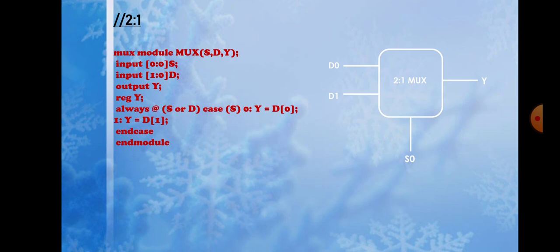So next, the 2:1 multiplexer. Module MUX (S, D, Y), input [0:0] S, input [1:0] D, output Y, reg Y, always @(S or D), case S. 0: Y equals D[0], 1: Y equals D[1], end case and end module.